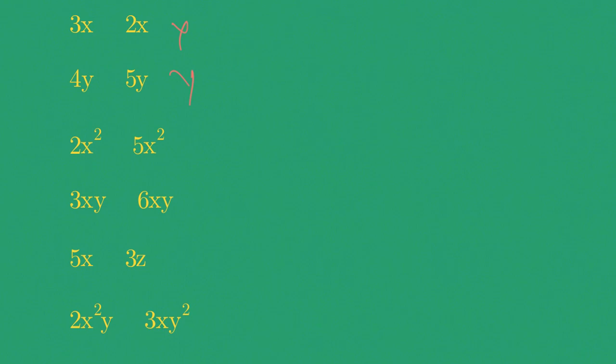What about 2x squared and 5x squared? Yes, I agree. What are the coefficients of those two terms? Perfect, 2 and 5. Okay, so again, just knowing what we're asking about is a huge hurdle to get over. Once we know that vocabulary, we know what we're asking for, right?